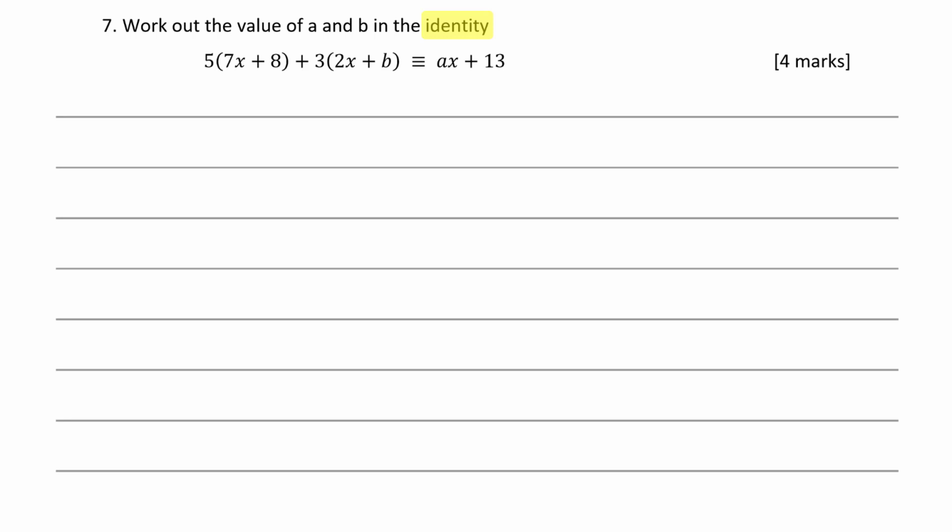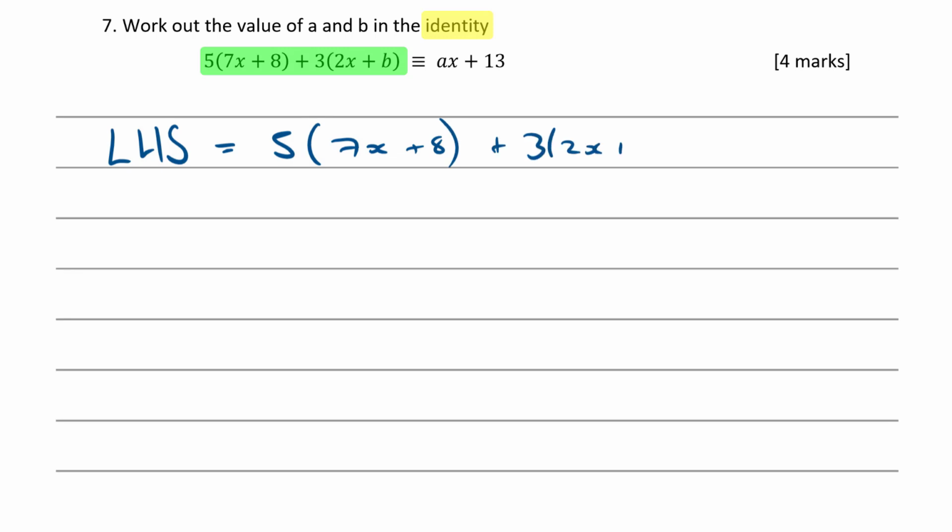Okay, so what I'm going to do is start off with one side, and it's usually best to start with the most complex of the two sides and try to make it look more like the other side so we can more directly compare. So let's start with the left-hand side, because that is the most complex. I'm going to write down LHS for left-hand side, and that is 5 lots of 7x plus 8 plus 3 lots of 2x plus b.